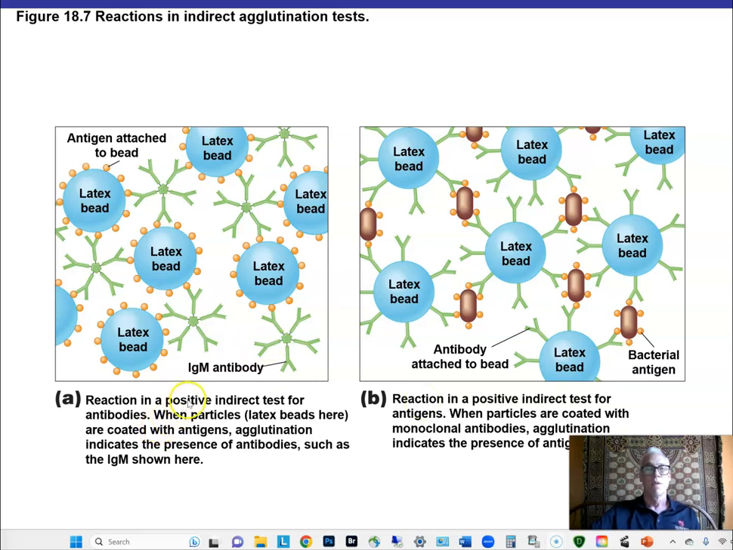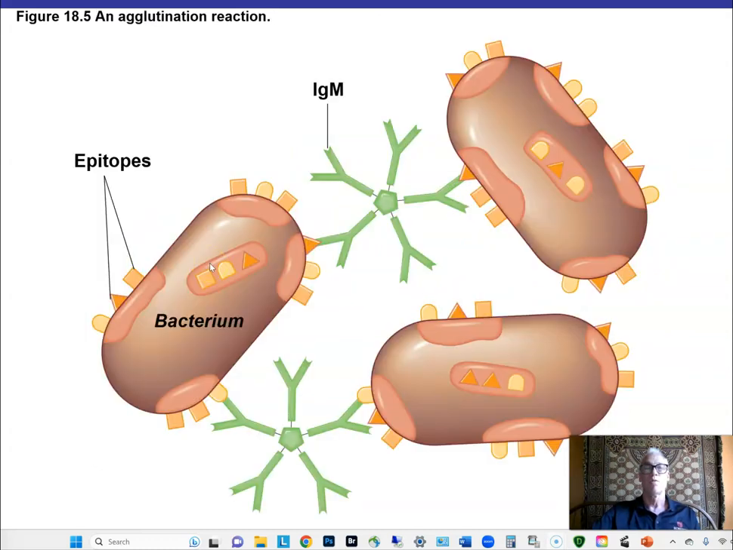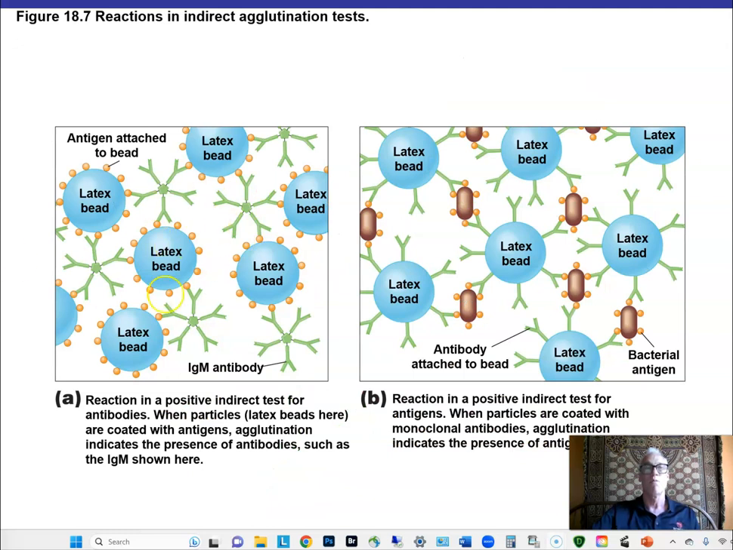Here's a positive indirect test for antibodies. Again, we can coat the latex beads instead of using actual, in this case, actual bacteria. We can use latex beads coated with a particular antigen and then mix it with the patient's sample to see if antibodies are present, in which case they will cause agglutination. So we can test for either antibodies or antigens with these latex bead agglutination tests. Pretty cool.